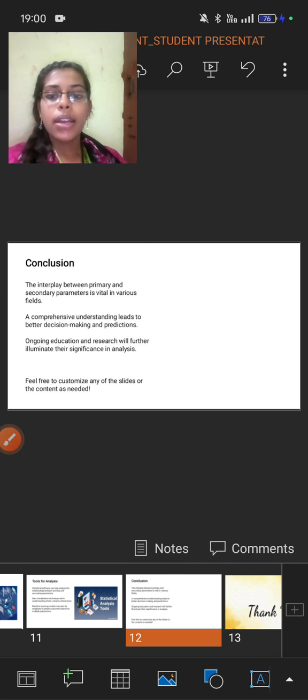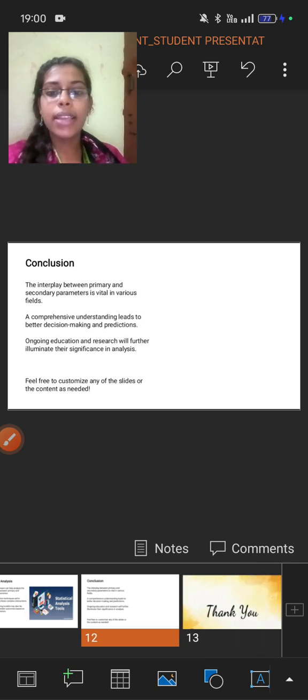Conclusion: the interplay between primary and secondary parameters is vital in various fields. A comprehensive understanding leads to better decision making and predictions. Ongoing education and research will further illuminate their significance in analysis.